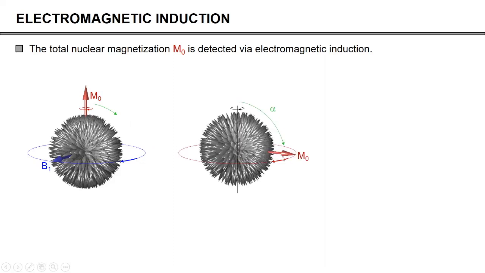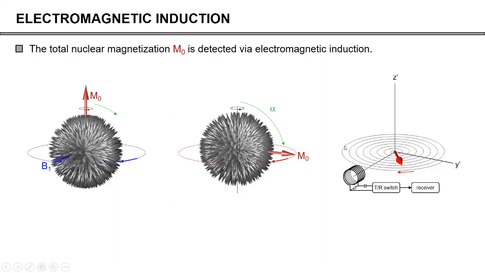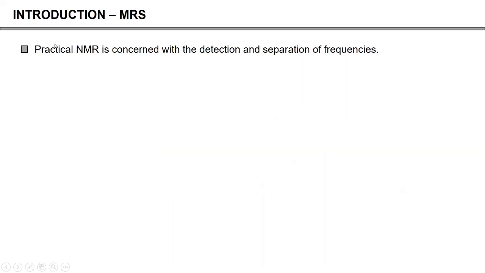Once the magnetization is in the transverse plane, the secondary magnetic field B1 is turned off and the magnetization rotates in the XY plane while it decreases because of T2 relaxation. Rotating magnetization can induce a voltage in a receiver coil, and that induced voltage represents the NMR signal that we deal with every day. Now you can see that the magnetization is rotating at a certain frequency, and at a very practical level, NMR is really concerned with the detection and separation of different frequencies.